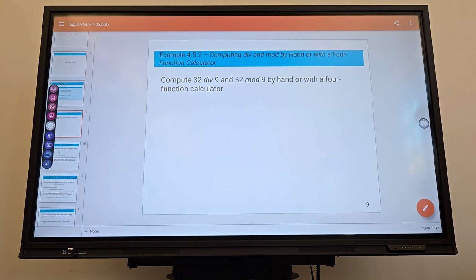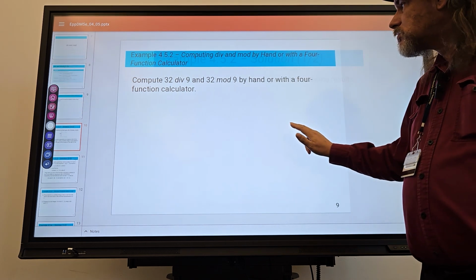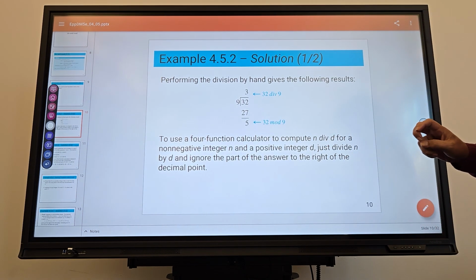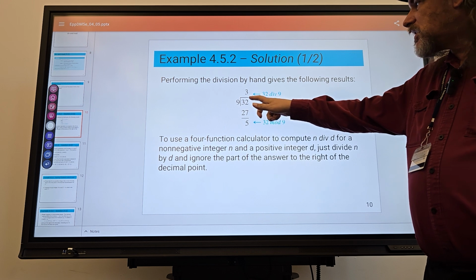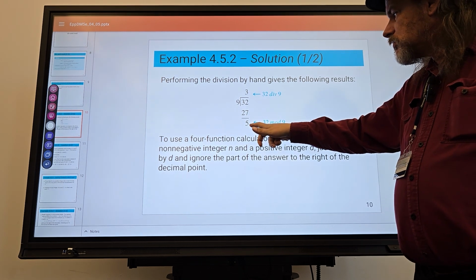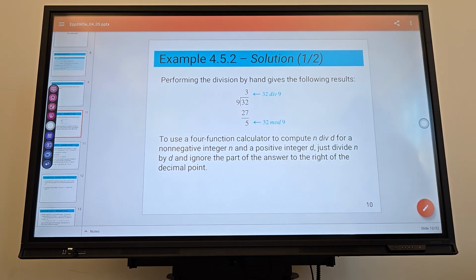Compute 32 div 9 and 32 mod 9 by hand or with a four function calculator. Well, this harkens back to fifth grade math, where you do division and come up with a remainder instead of a decimal. So long division yields a 3 with a remainder of 5.